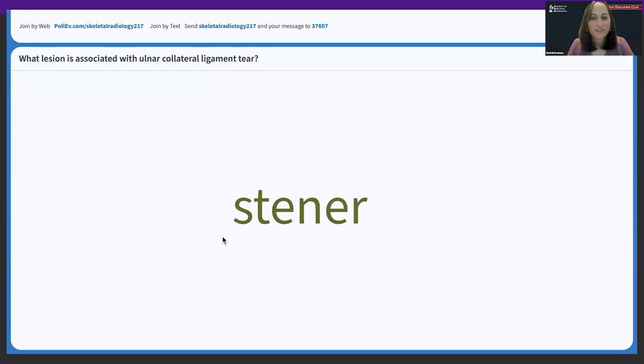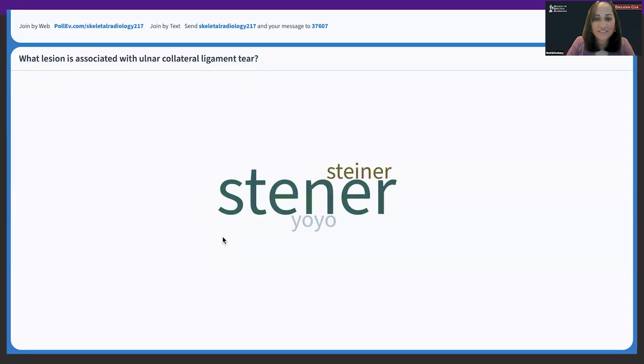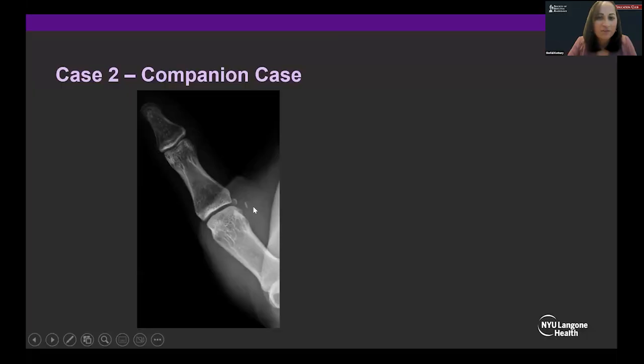Okay, we have a few responses saying a Stener lesion. Great. Very nice, a yo-yo sign. We have an avulsion fracture here at the ulnar aspect of the first MCP joint.